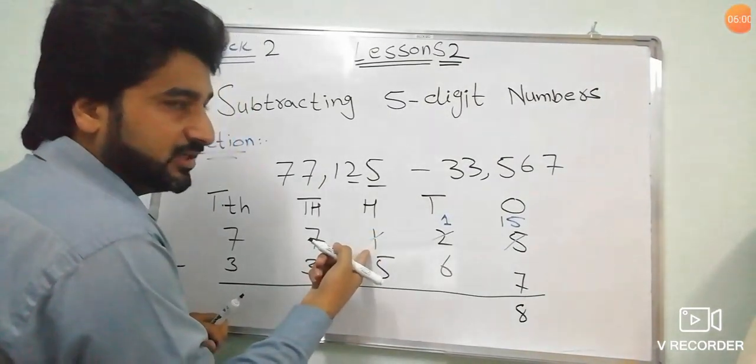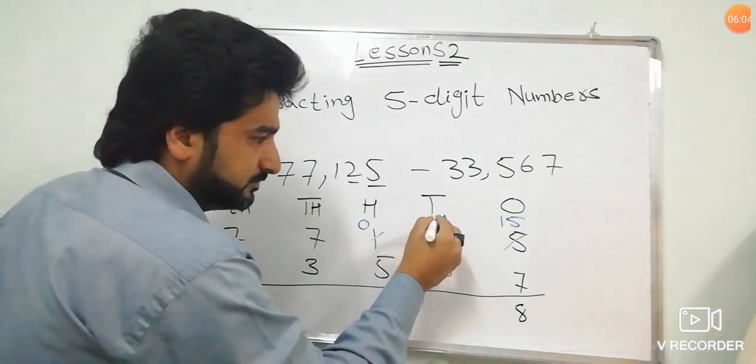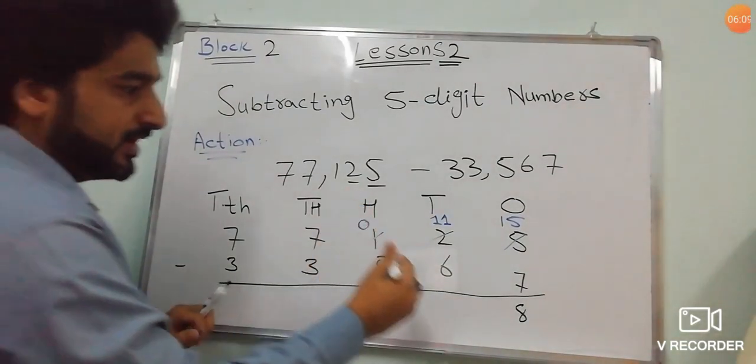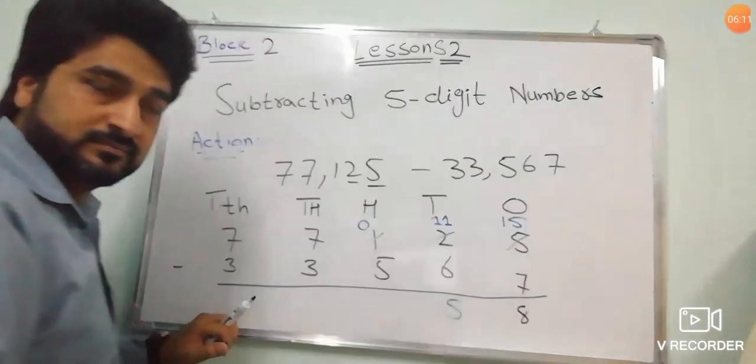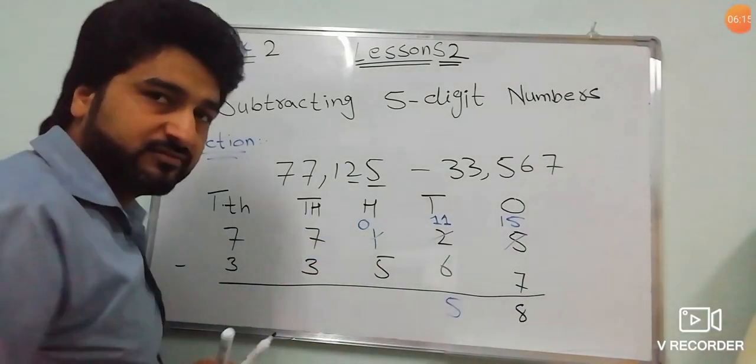If I am taking a borrow from here, this is already 1, so 0 will be left here. If I am taking a borrow here, this will become 11. So 11 minus 6 is 5. 5 is your answer. Now, when I reach the 100 place, from 0 you cannot subtract 5.